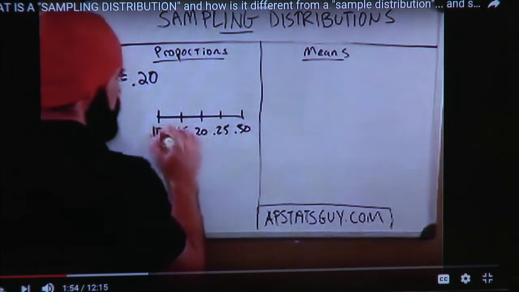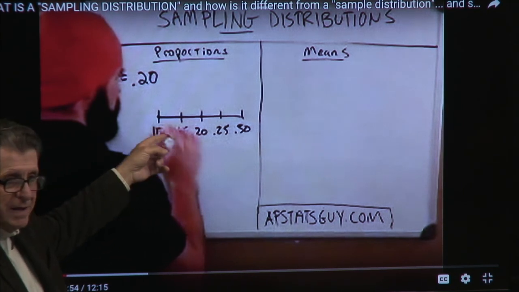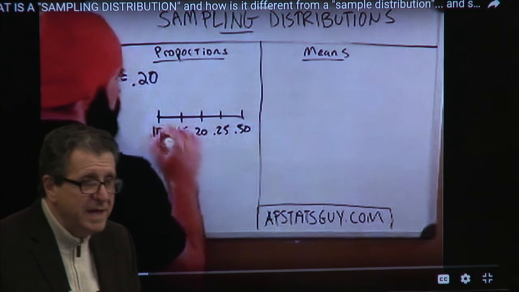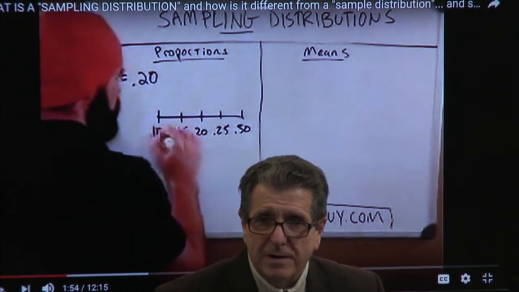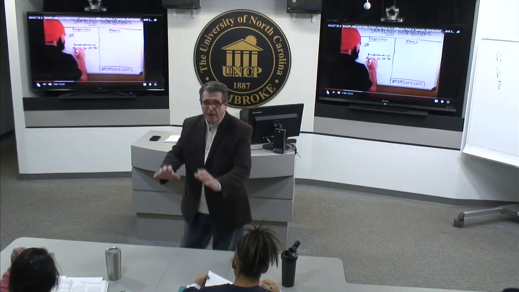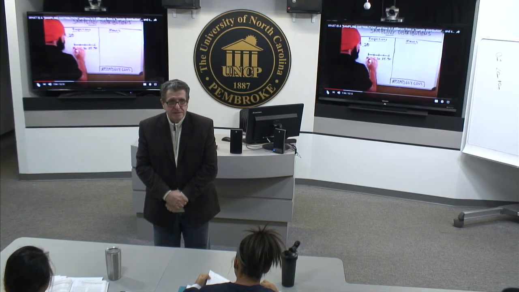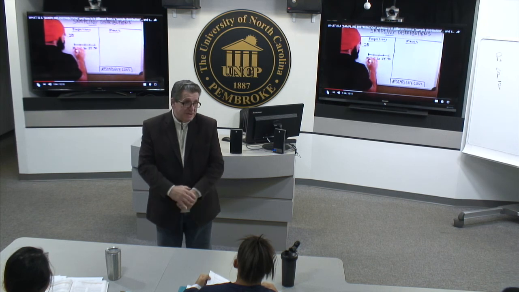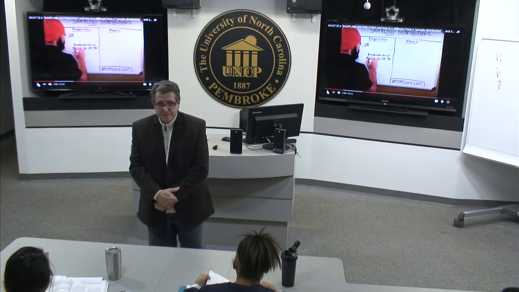What's he writing there? What do those numbers mean? Why is he writing these numbers down? What are they? What do you think they are? What's he doing? What's he want to know about the population? The percentage. I'm sorry, I can't hear you. The percentage? Well, he wants to know the percentage or the proportion of what?